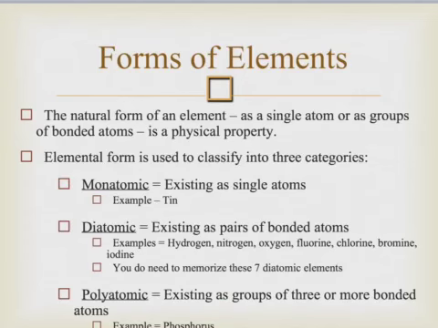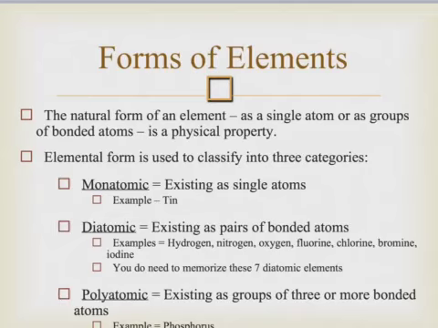There are different ways to classify our elements. Monatomic, diatomic, and polyatomic are some ways. Monatomic are elements that just exist as single atoms. They don't need to necessarily be with another atom, though most atoms like to bond. They can also be by themselves. So an example would be tin. Majority of our elements can and do have the ability to just be by themselves as elements.